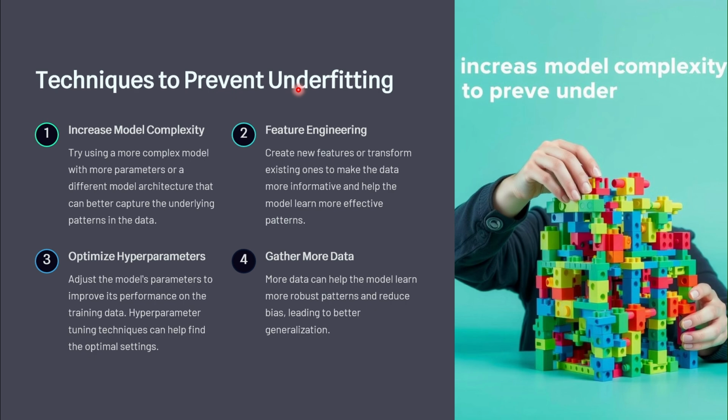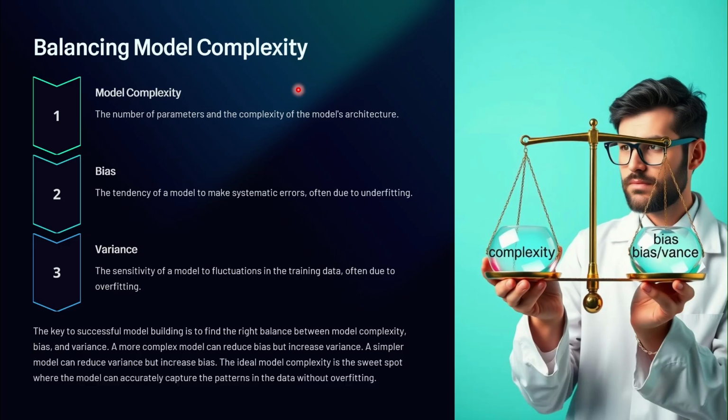Now, let's talk about the challenges of balancing model complexity. Model complexity refers to how flexible and powerful the model is. Bias happens when the model is too simple, leading to underfitting. It is not able to capture the true pattern in the data. Variance happens when the model is too sensitive to training data, leading to overfitting.